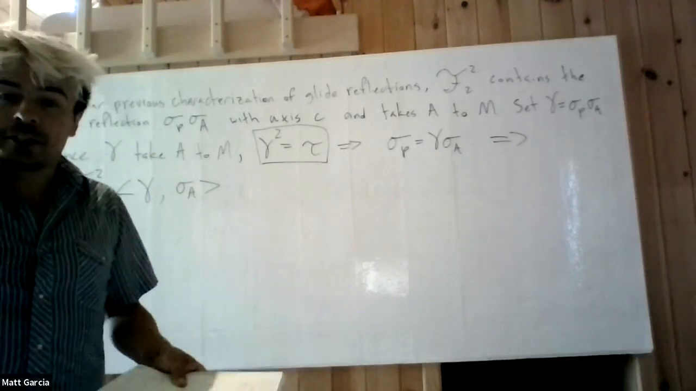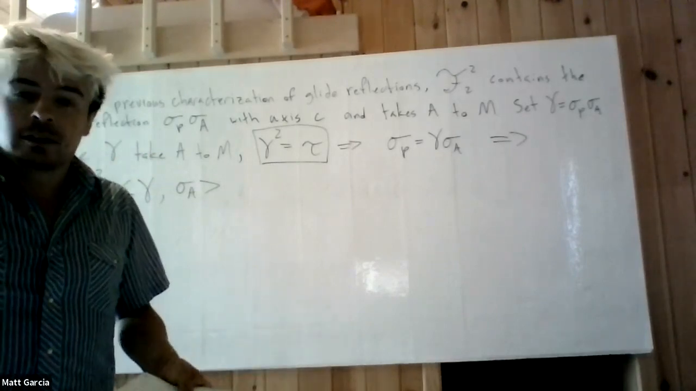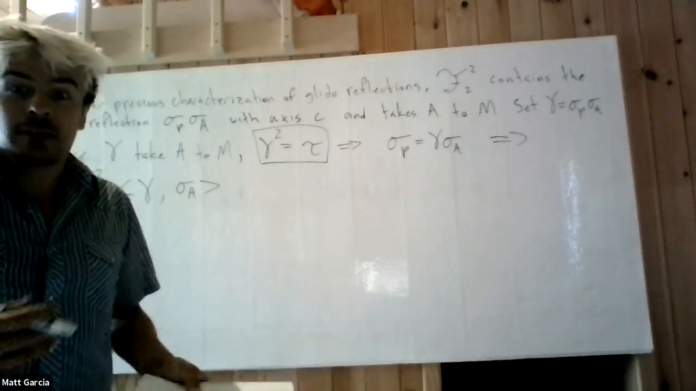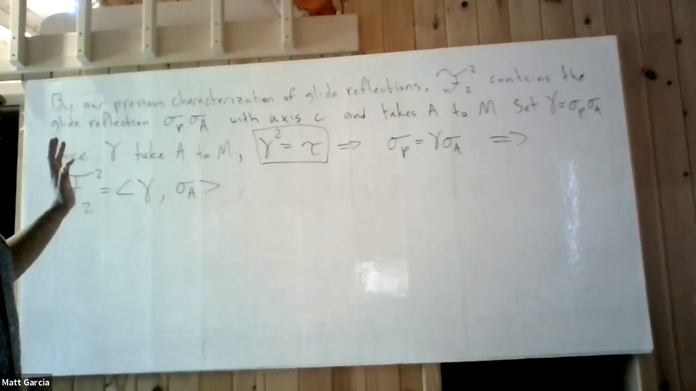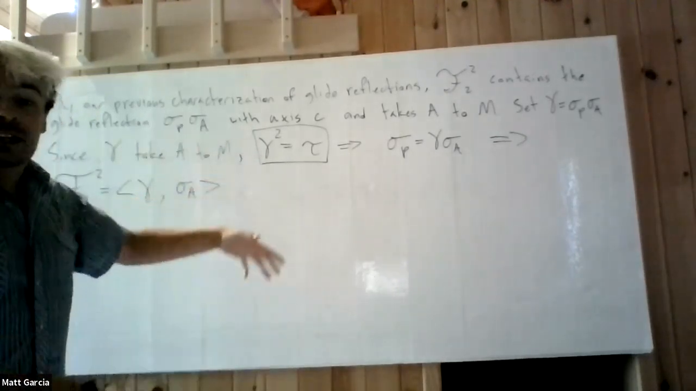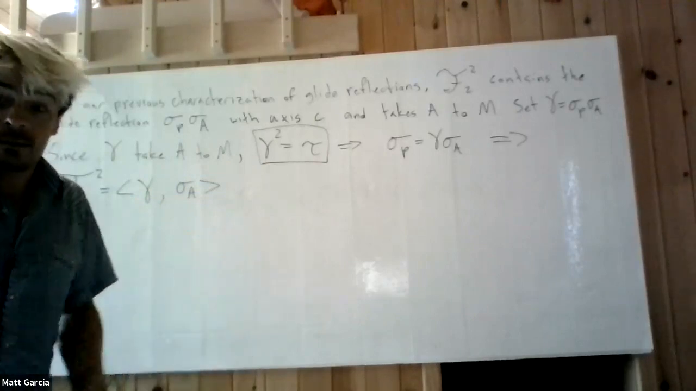Finding generators and relations in general is very hard. Okay, but it turns out that's why this result is so important, because we're actually able to make a complete classification of the symmetry group of a certain abstract characterization of patterns. All right.